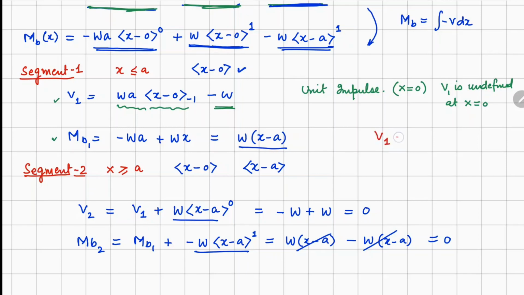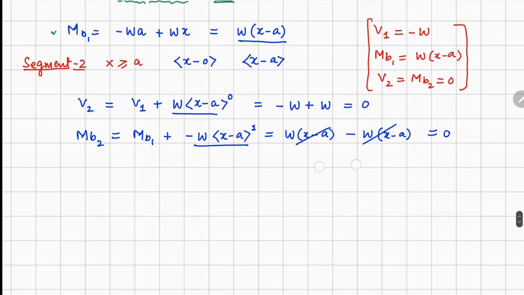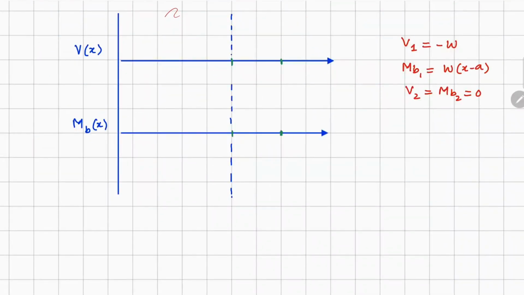Your V1 is equal to minus W except for x equals 0. Your MB1 is equal to W times (x minus A). Your V2 and MB2 both are equal to 0. So we can plot these values. So let me draw one axis here. There are two segments. The first one is x less than or equal to A, and the second one is x greater than or equal to A.